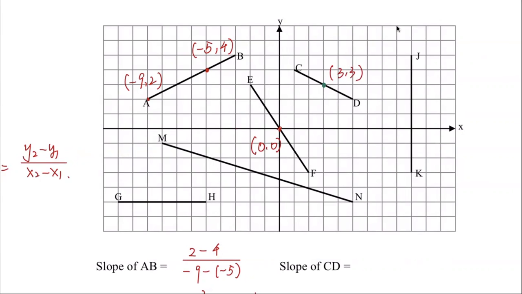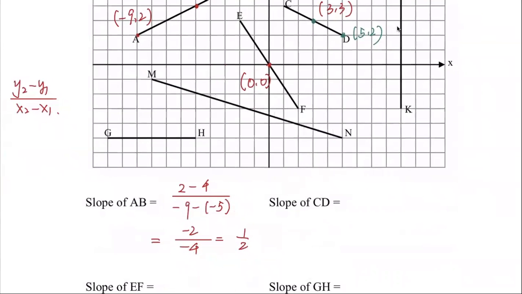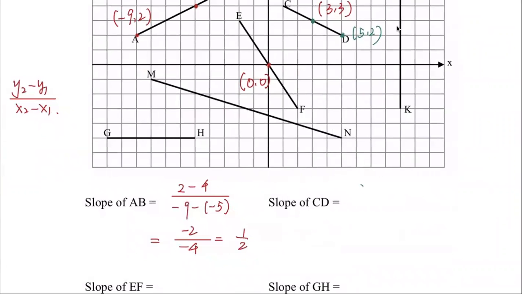And let's pick another point. Let's choose D here. 1, 2, 3, 4, 5, and 1, 2. So this is 5, 2. Okay. And slope of CD will be equal to 3 minus 2 over 3 minus 5, right? Y2 minus Y1 over X2 minus X1. So the answer is 1 over 3 minus 5, that's minus 2, right? So that's just equal to minus 1/2.